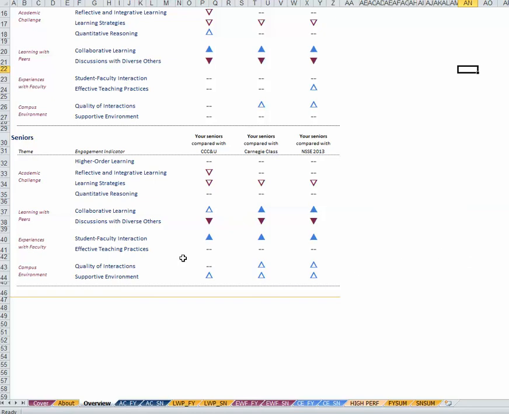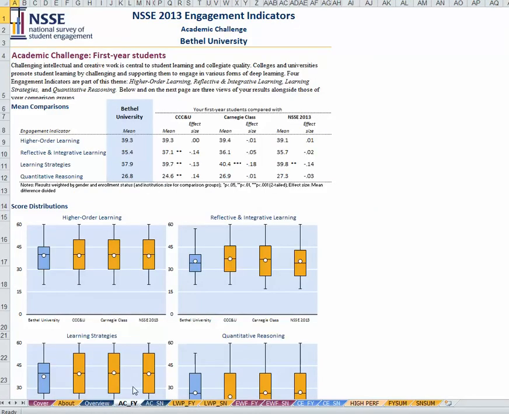As well. So bits of information, again, the same comparison groups that we have here, and the information that's listed here for each of the different engagement indicators. In the next tab here, you'll see a breakdown then for each of the different themes. So this academic challenge theme, and again, this is a focus on first-year students. It gives you a breakdown of the means for this. And by the way, this is on a 60-point scale. You'll see this information here in the document. You'll see it online as well. And this is so Bethel mean, and then comparison with the other groups here as well.